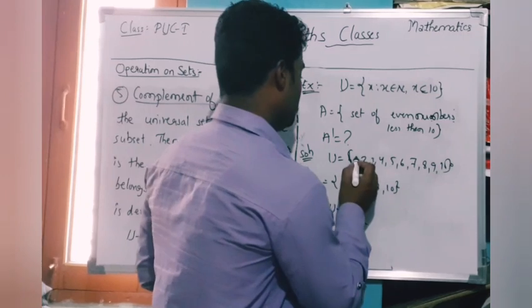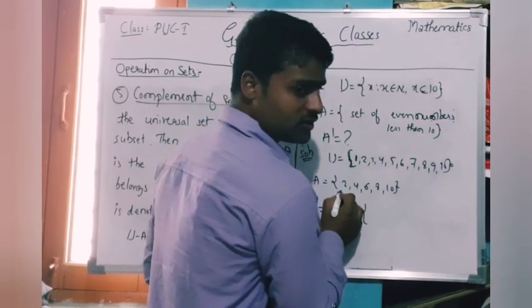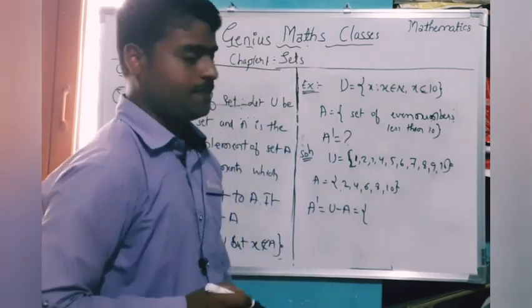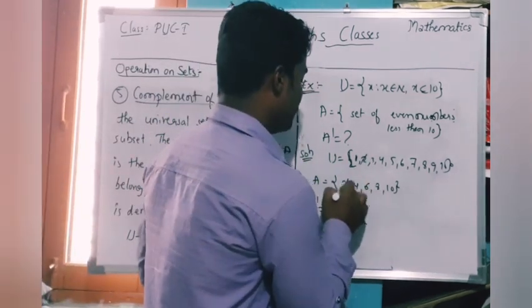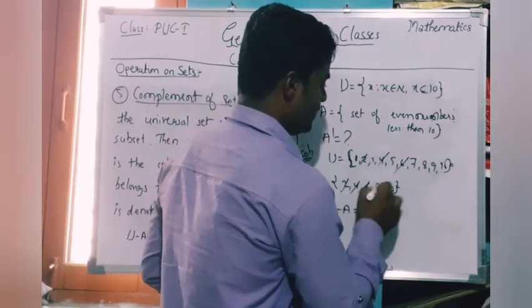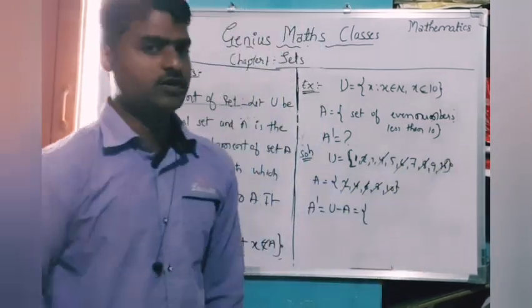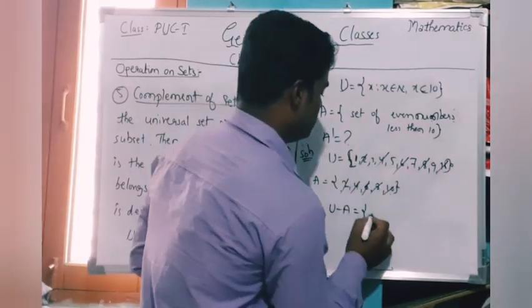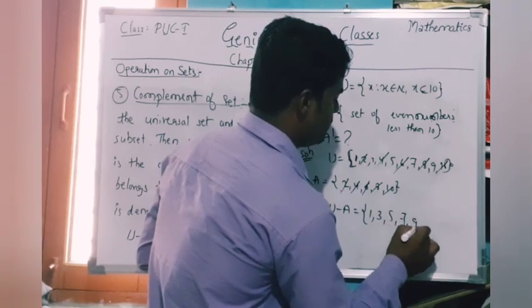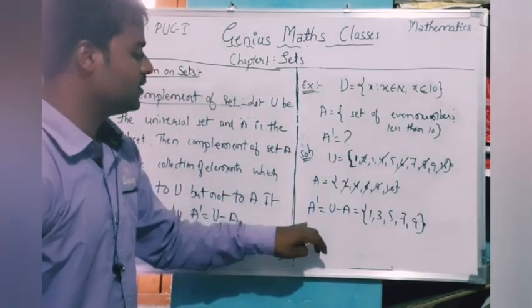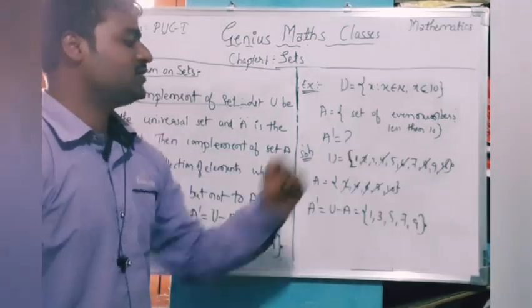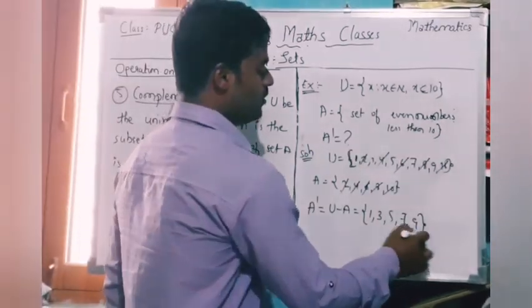So here, 1 is not there, and therefore, okay, here 2 will cancel, here 4 cancels, 6 cancels, 8 cancels, and 10 cancels. What will remain in U? 1, 3, 5, 7, 9. So the complement of A is 1, 3, 5, 7, 9, which are all numbers less than 10. So this is about the complement set.